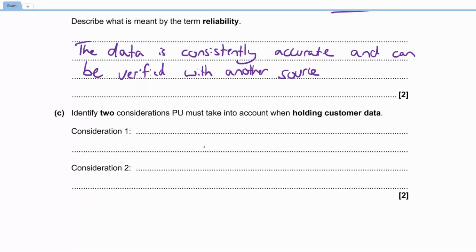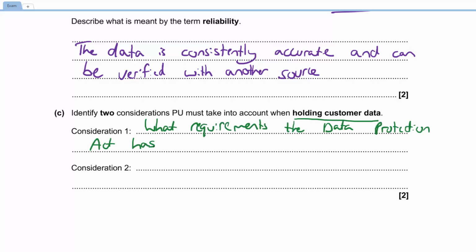Now we need to identify 2 considerations PE must take into account when holding customer data. So this question is quite open. I think first of all, if you're holding customer data, there are certain laws, certain pieces of legislation which we need to take into account. In particular, the one regarding customer data is the Data Protection Act. So we could consider what requirements the Data Protection Act has. We could have been more specific when I write that point by saying something like, we could also consider how long we're holding the data for, also consider how we are allowing customers to access it or edit it, those sort of things which are covered under this law. But that's okay, I think, for this point.